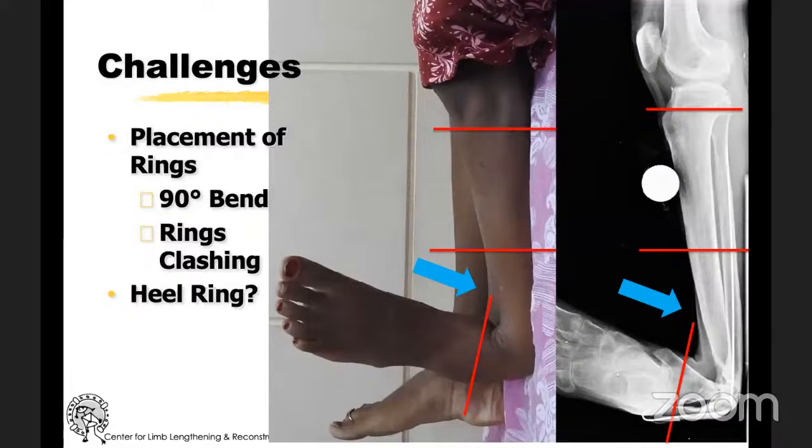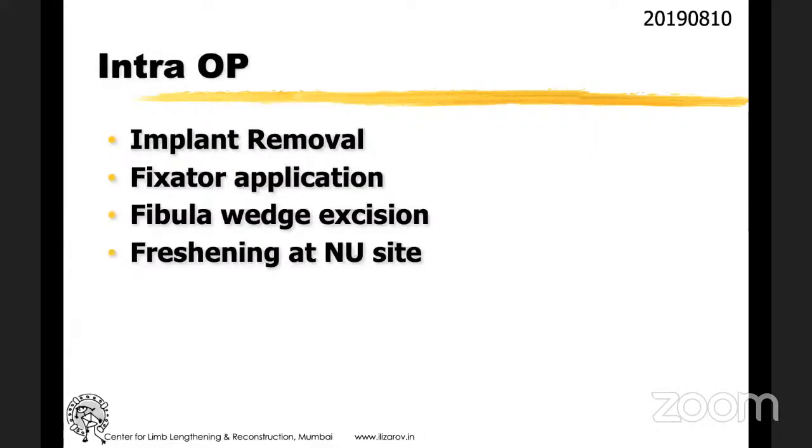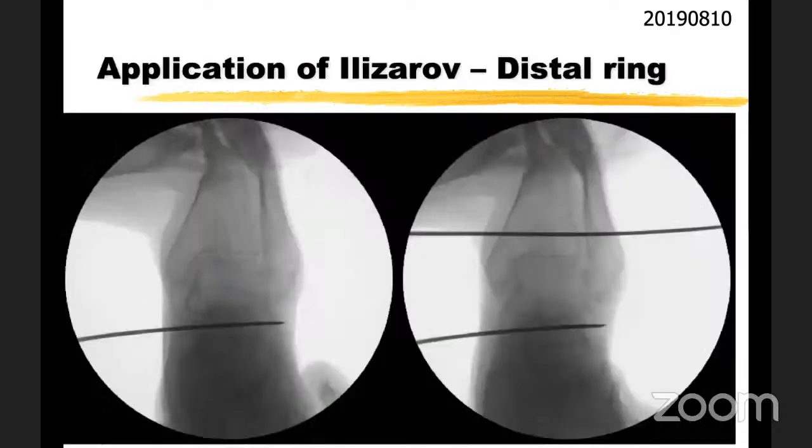Another challenge is, as the deformity is severe, we have a problem in placing wires, as there is a 90 degree bend and the rings were clashing. So the plan was partly correction acutely and the remaining by gradual correction using 6-axis rods. The intra-op plan was removal of implant, fixator application, fibular wedge excision, and freshening at the non-union site. As there is a severe deformity, we passed a calcaneal wire to guide our distal tibial wire.